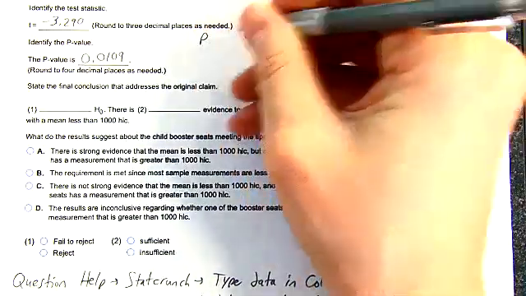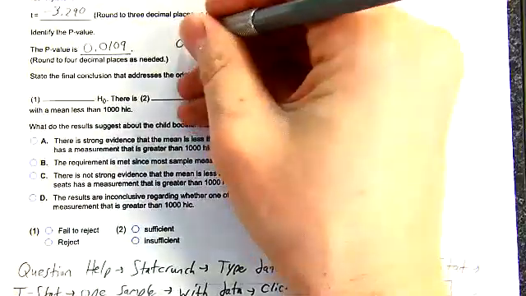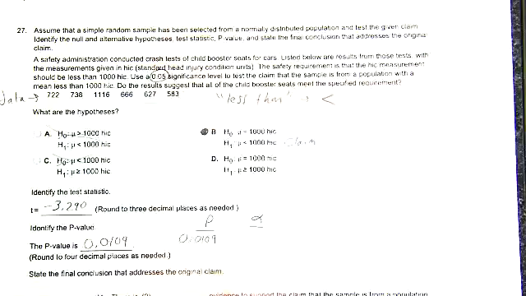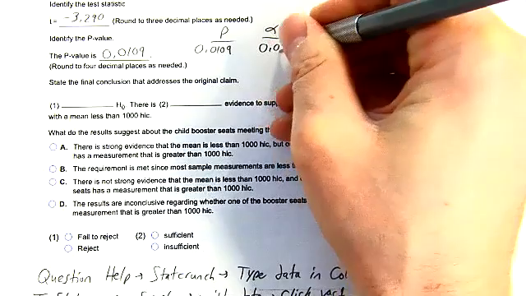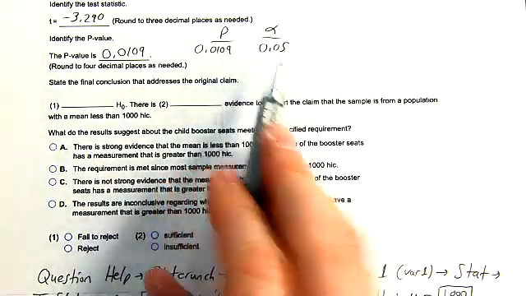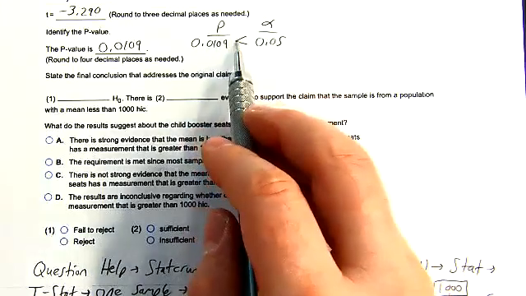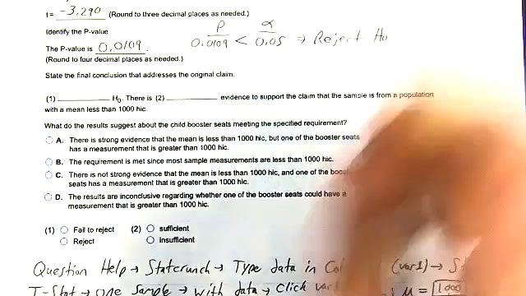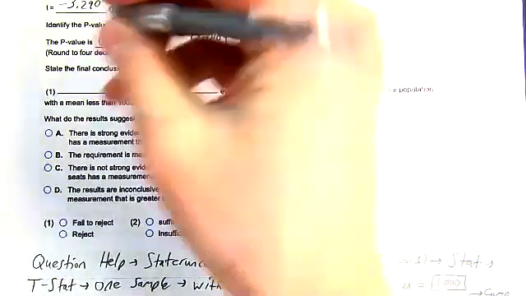Okay, P alpha. So we always compare the P to the alpha. Alpha in this problem was 0.05. So we have 0.05. This one is smaller. 0.01 is smaller than 0.05. So that's one of those. We haven't seen a lot of these. If P less than alpha, you will always reject H0. So we are going to reject the null.